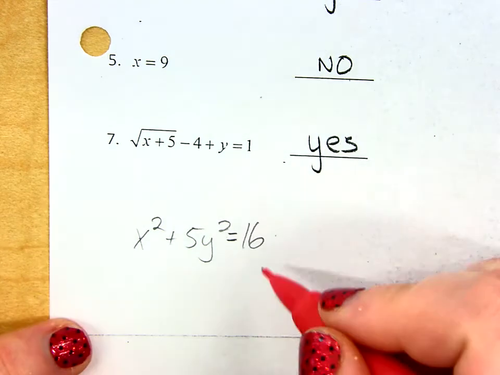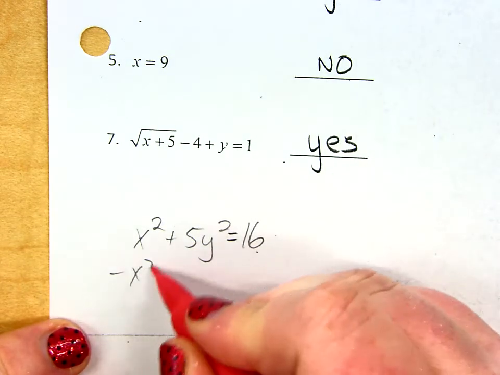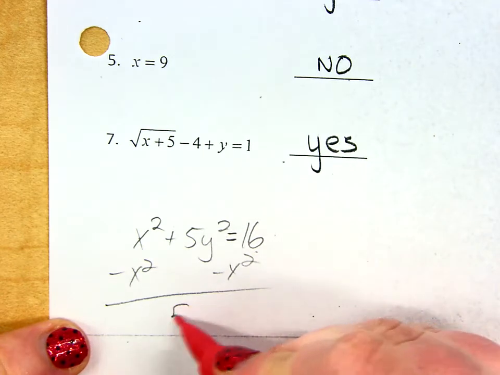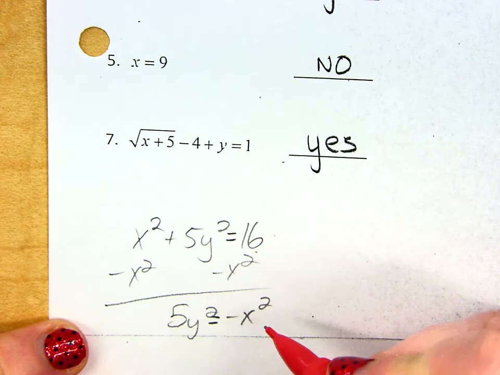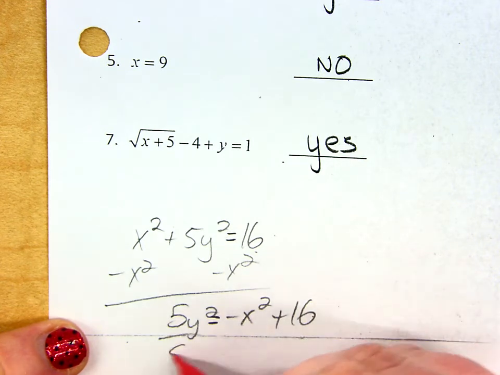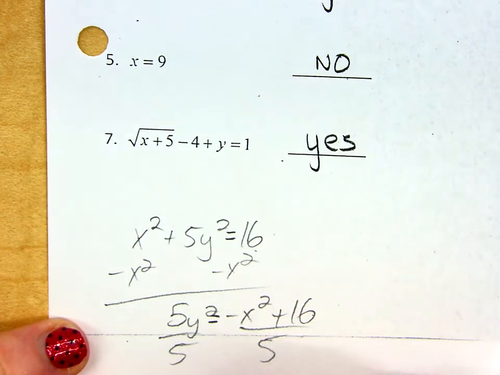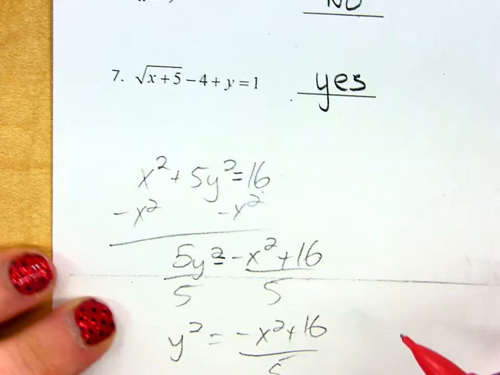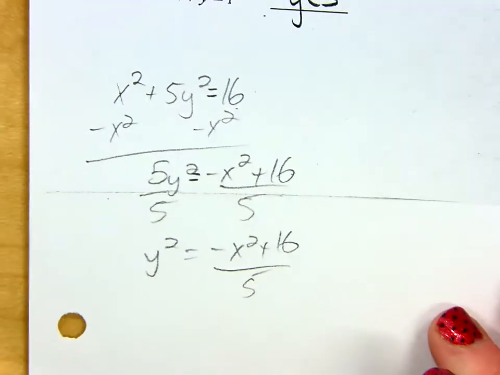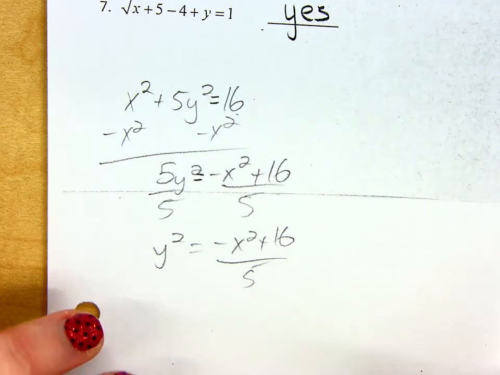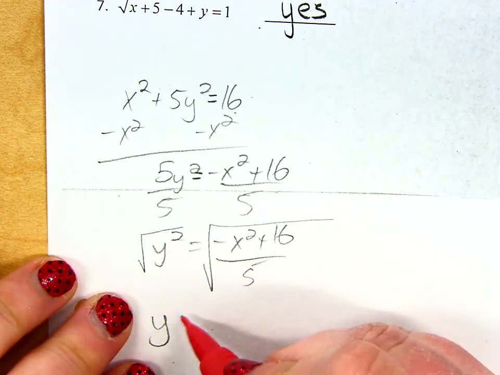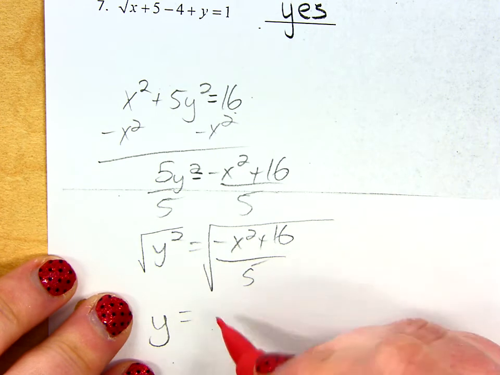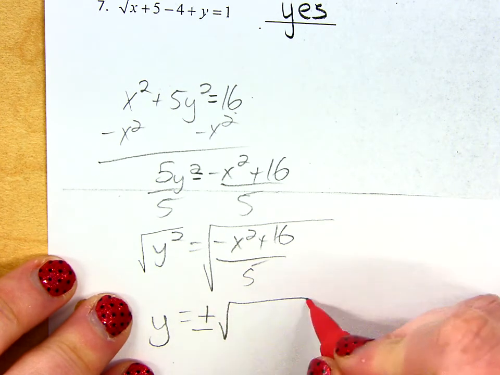All right. Now we have this. So I want to get y by itself. So let's minus that x squared, plus 16, we'll divide by 5, divide by 5, okay, y squared equals negative x squared plus 16 divided by 5. To get y by itself, though, don't I now need to take a square root? Right? I need to square root both sides. And when you take a square root, what do you need to remember? Positive and negative roots.